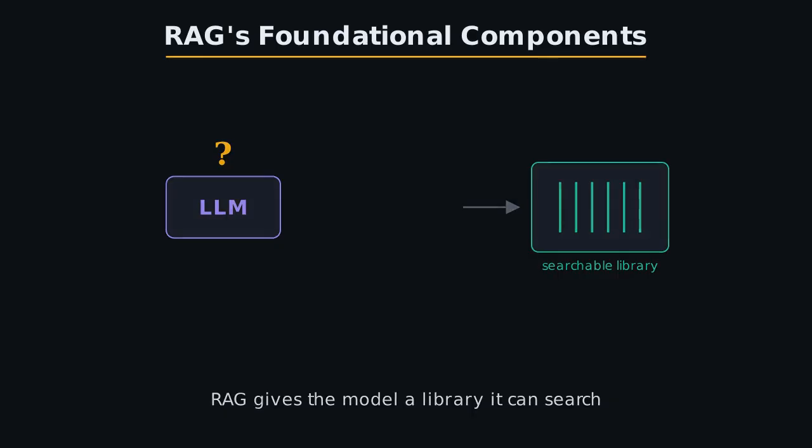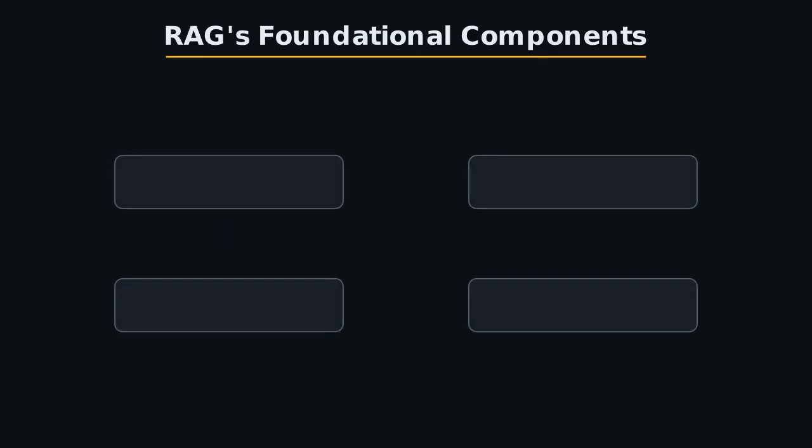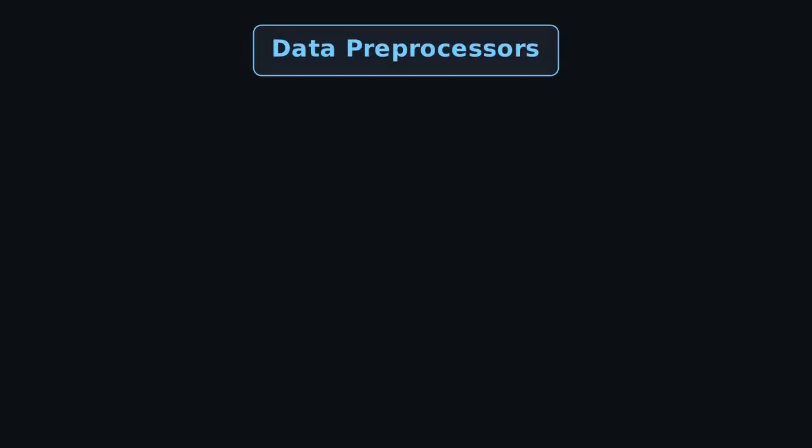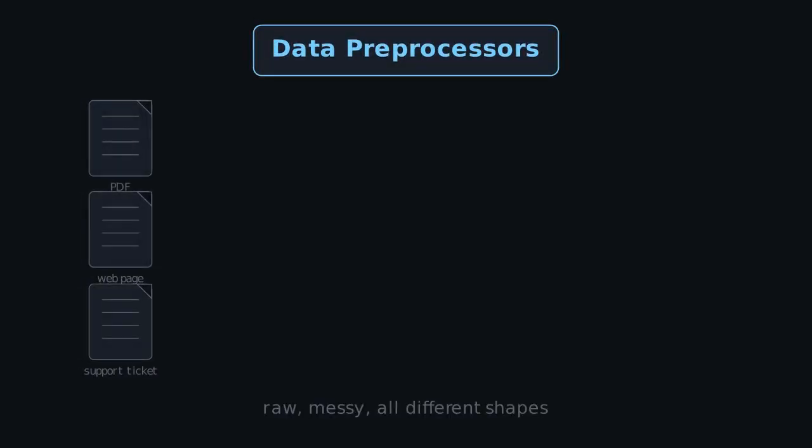And underneath all the variations you will ever see, every RAG system is built from the same four foundational parts: data preprocessors, embedding models, a vector database, and the language model itself. Let's meet each one. It all starts with your raw knowledge: PDFs, web pages, support tickets, spreadsheets.